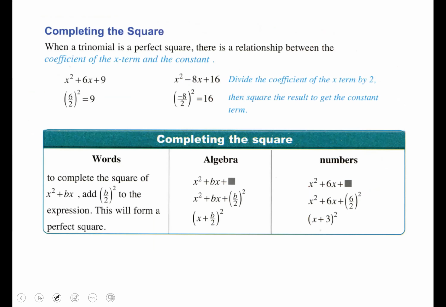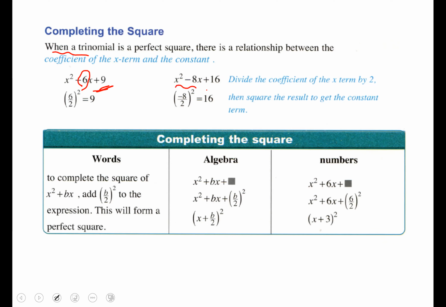Let's go to the other kind of question. It's called a trinomial. Trinomial, guys. This is a trinomial and completing the square. One kind of completing the square. When a trinomial is a perfect square, there's a relationship between the coefficient of the x term, this one, and the constant, this one. And here, guys, what should you do first?